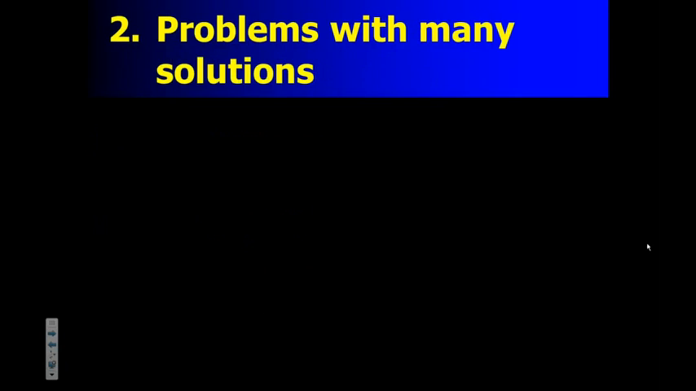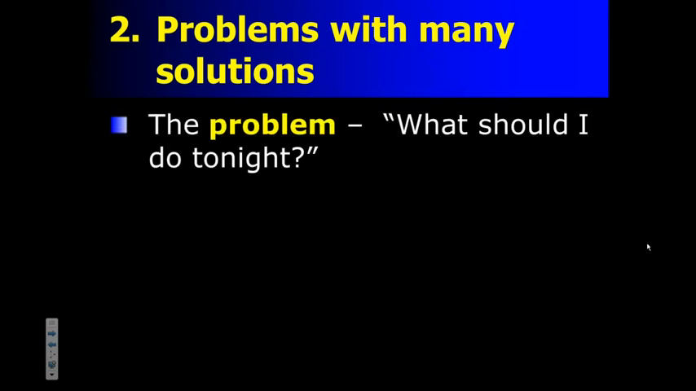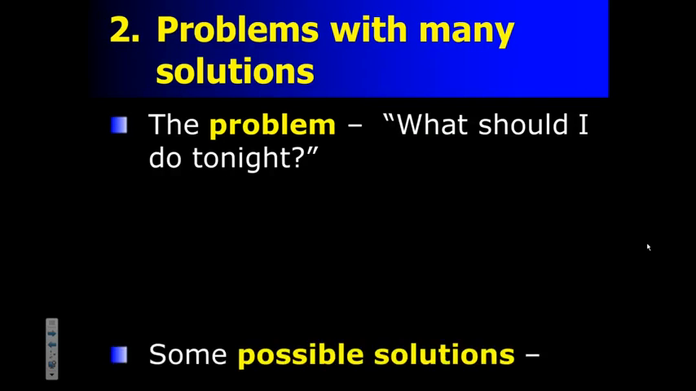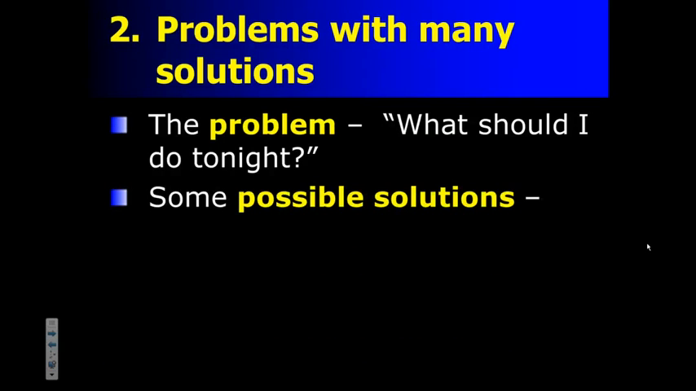Second type of problem would be lots of solutions. An example of this type of problem would be when you guys hang out tonight: what should we do tonight, right? There's lots of possible solutions to what should we do tonight. If it's Friday night, let me give you, I'm kind of predicting what your average teenager at your age would do on, say, a Friday night. So here are possible solutions, right?